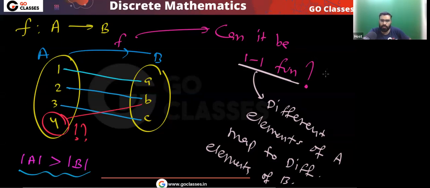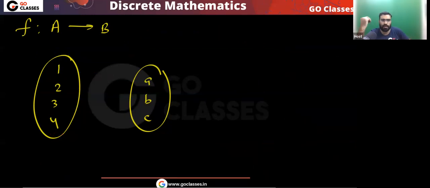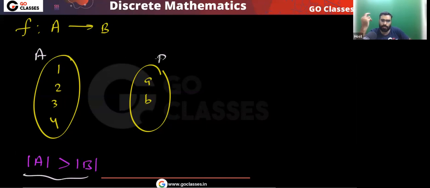Can it be one-to-one? The answer is no. You cannot create a one-to-one function. Is this point clear? Whatever you do, you cannot create a one-to-one function. For example, you can have maybe 2 elements. Now also, the cardinality of A is greater than the cardinality of B. Also, you can notice you cannot create a one-to-one function from A to B.